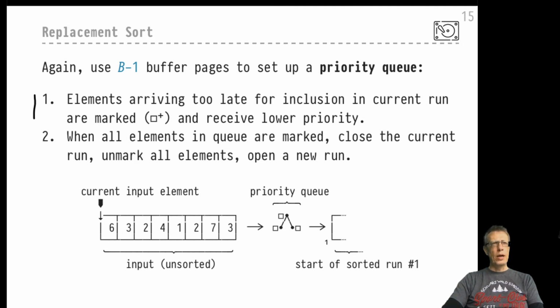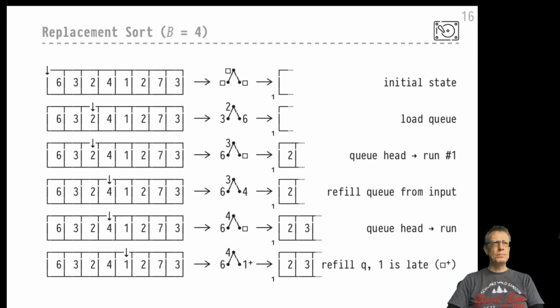Okay. At one point, you will see that all of the elements in the priority queue are marked with a plus. All of them have arrived too late to be included in the current sorted run. At this particular time, we would close the current sorted run, call it a day for this run, and just open another run. Okay, so to make this more concrete, let's look at a tracing example.